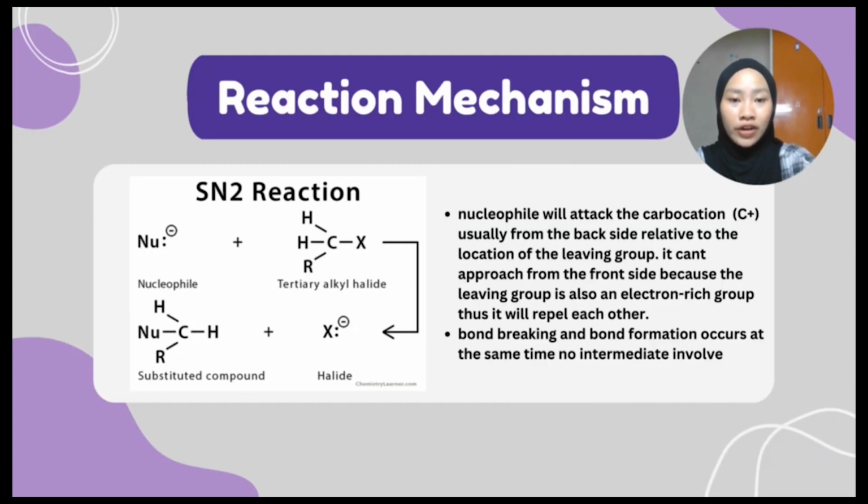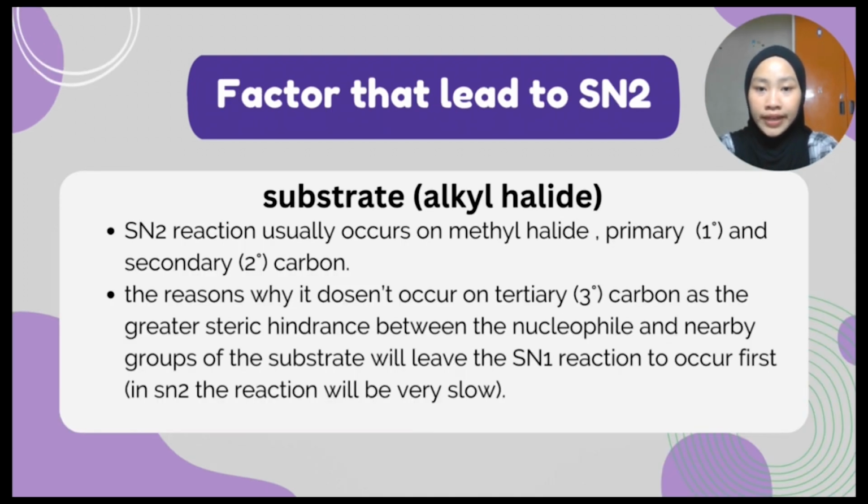Reaction mechanism for SN2 reaction. The nucleophile will attack the carbon, usually from the back side relative to the location of the leaving group. It can't approach from the front side because the leaving group is also an electron-rich group, so they will repel each other. Bond breaking and bond forming occur at the same time, and there's no intermediate involved in the SN2 reaction.